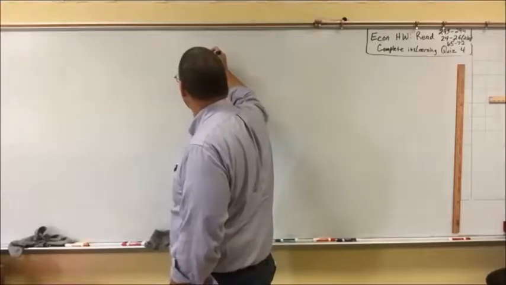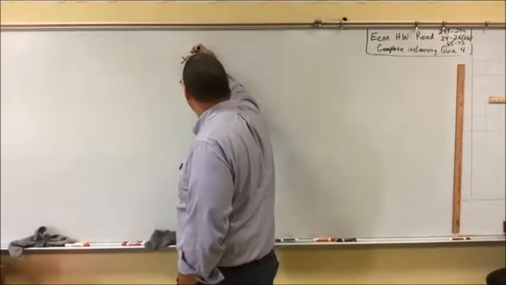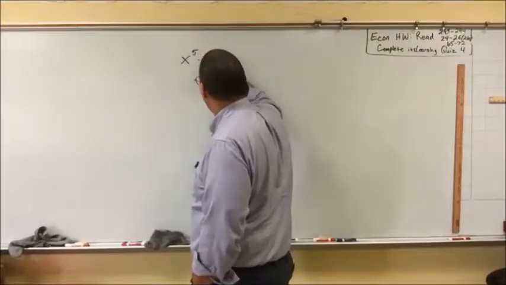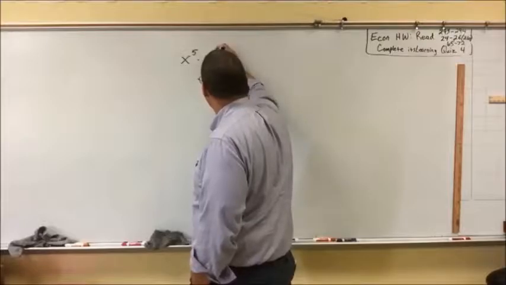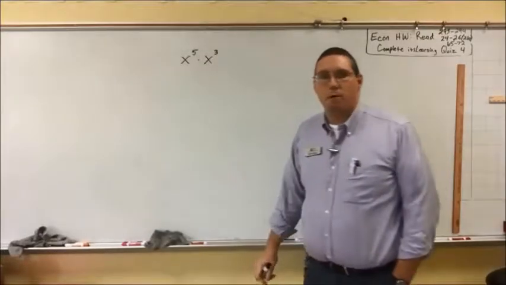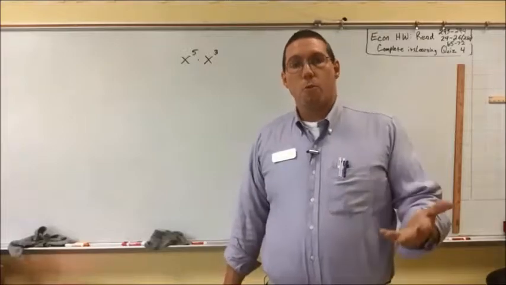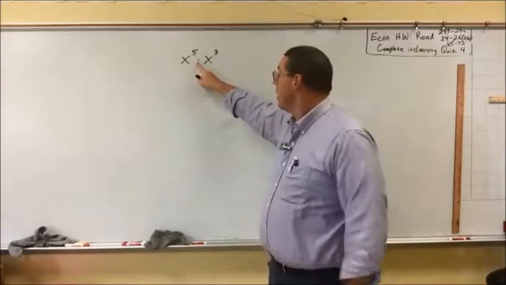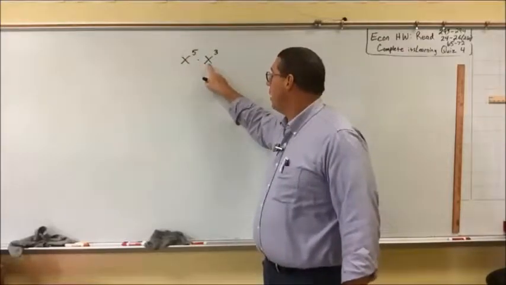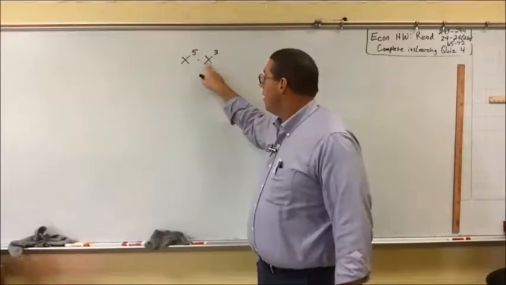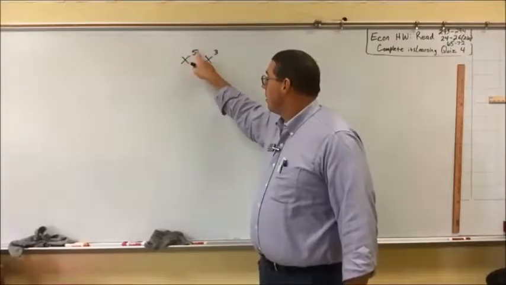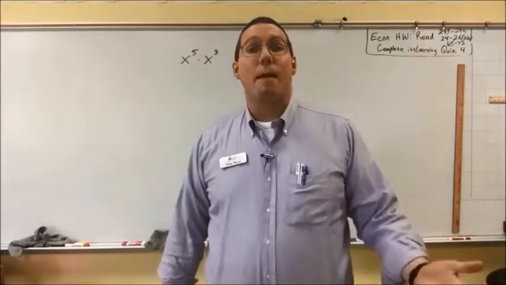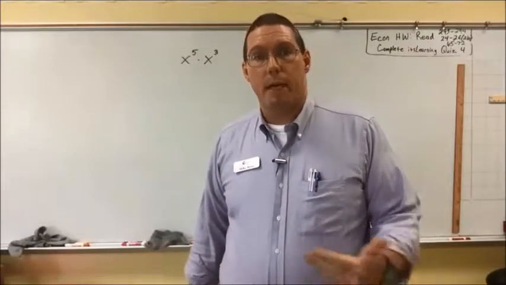Let's say that we have some term x to the 5th power, and then we're going to multiply that by x to the 3rd power. So x to the 5th power times x to the 3rd power. Because we're multiplying, we have a product. And we're multiplying two terms that have exponents, but the base of the exponent in both terms is the same base. That's why I say a common base.